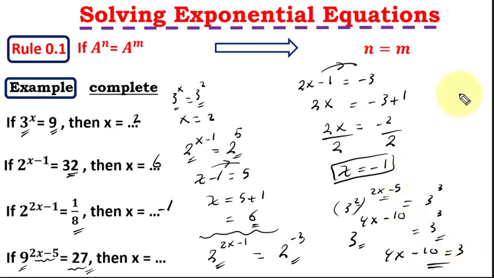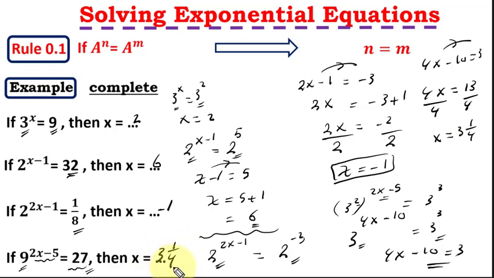To find the value of x, we write the equation: 4x minus 10 equals 3. Just move 10 to the other side to be added. We will get that 4x equals 3 plus 10, which equals 13. Dividing both sides by the coefficient of x, which is 4, we get that x equals 13 divided by 4, which equals 3, and the remainder will be 1 over 4. So the value of x is 3 and 1 over 4.